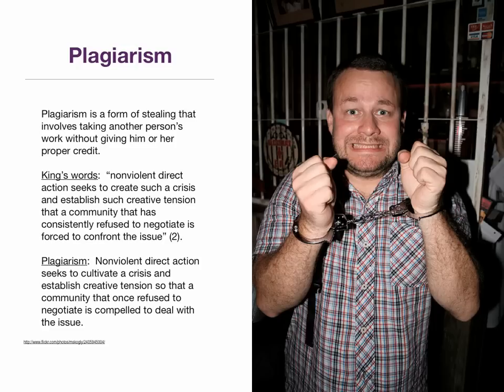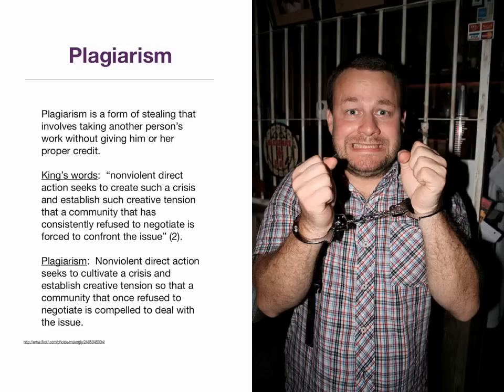"Nonviolent direct action seeks to cultivate a crisis and establish creative tension so that a community that once refused to negotiate is compelled to deal with the issue." So the writer here is basically taking King's ideas, a great deal of King's direct phrasing, and presenting it as though it were her own sentence, her own ideas, and it's not.